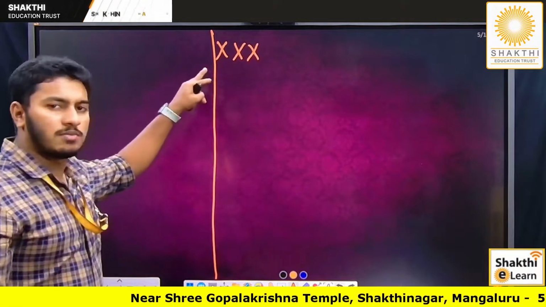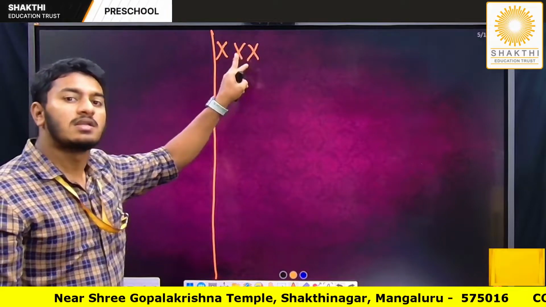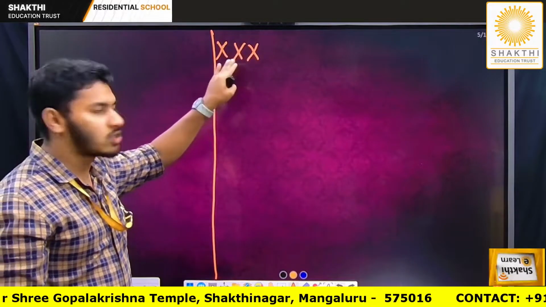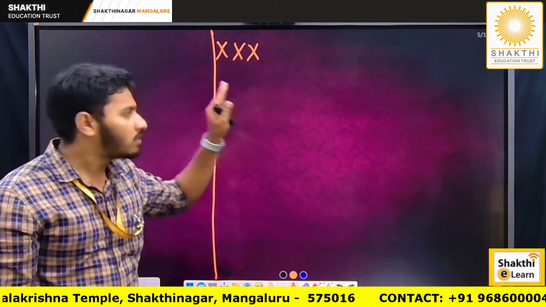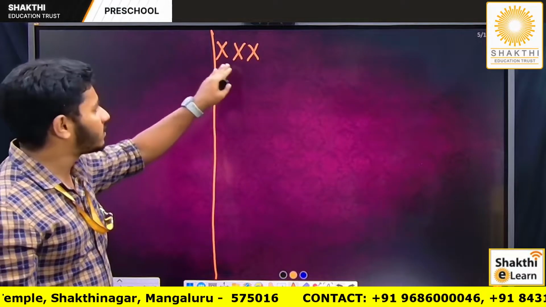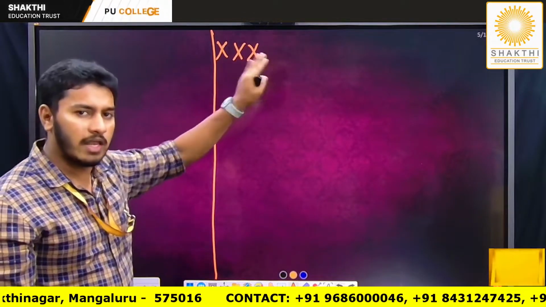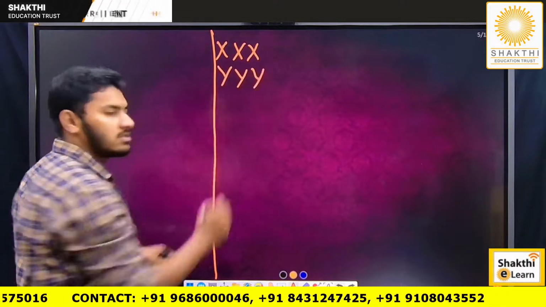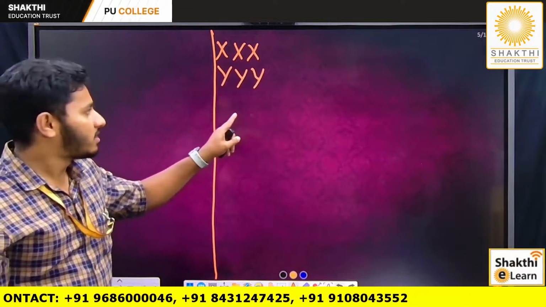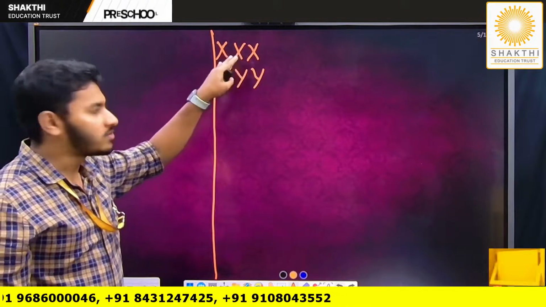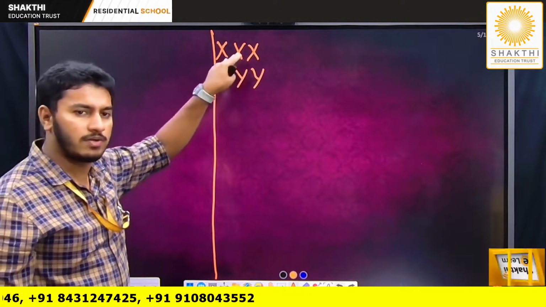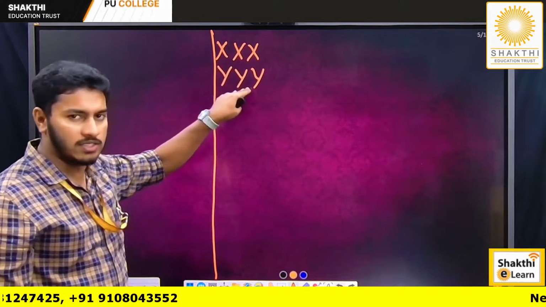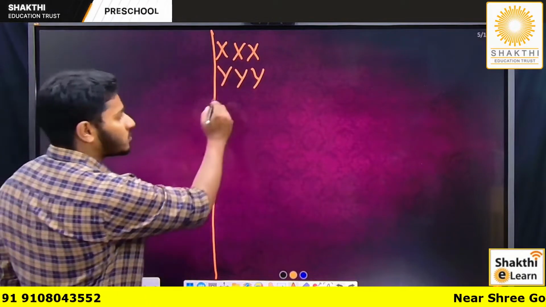Immediately next to the margin, we have to write the sender's name. Since we are not disclosing our name in the public examination, we are supposed to write XXX for the name, and also YYY for the sender's address. So this is the name and this is the address. This is the first step that we have to follow. First we have to write the name and then the address. Then we are supposed to leave one line.